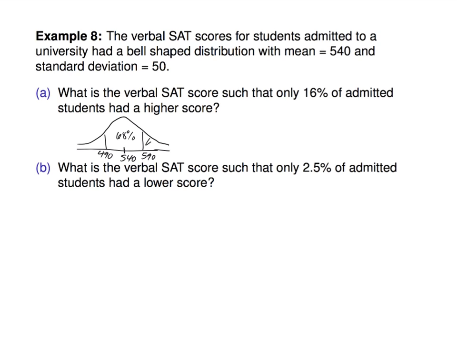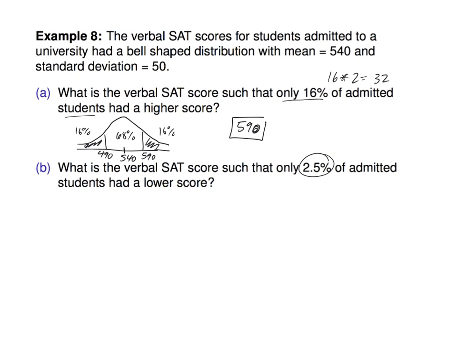Which means how much is in this end and how much is in that end? There's 16% in both ends, right? You guys buy that? Okay. So what is the score so that only 16% of people are better than you? 590. See that? If you're at 590, you're better than everybody except for that 16%. And the hint there is that 16 times 2 is 32, which is kind of the opposite of the 68%.